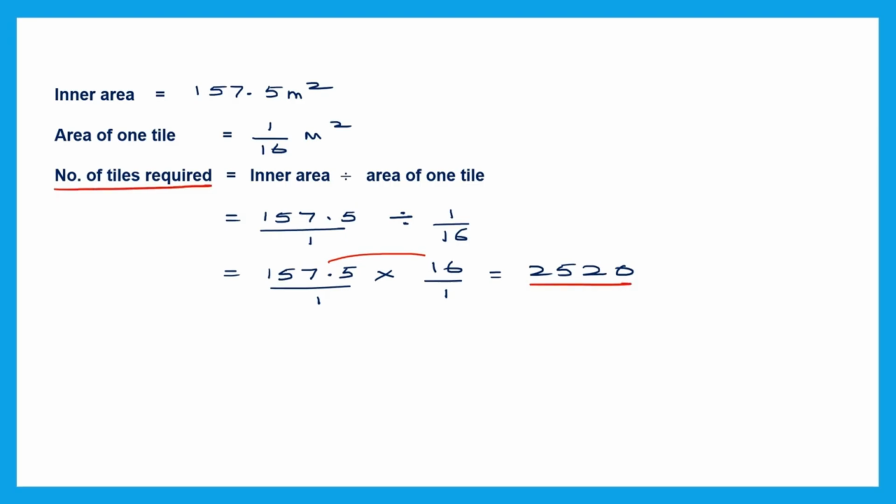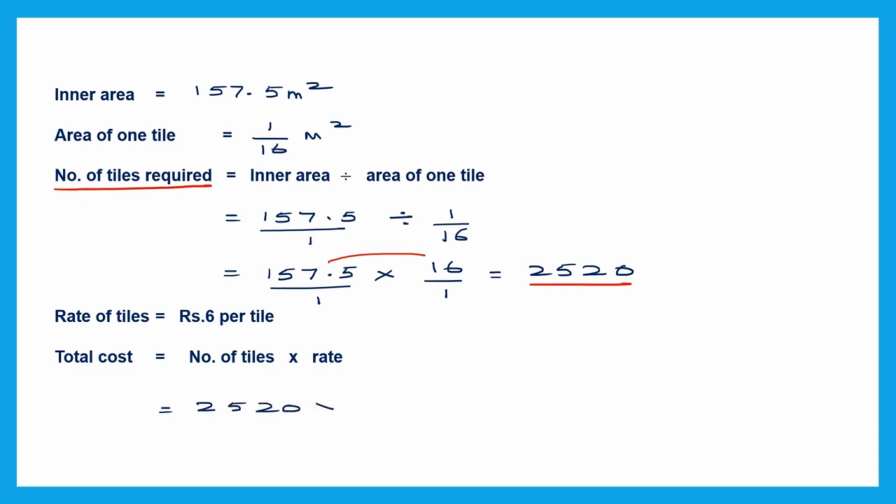Now we also have to find the cost. To find the cost, remember the rate of the tile. One tile is rupees 6 per tile. So if we have to find the total cost, we say total cost is number of tiles, which is 2520, into the rate, which is 6. So multiply these two and we will get our answer, and the answer here is 15,120. So this is the total cost of laying these tiles at the rate of 6 rupees per meter.